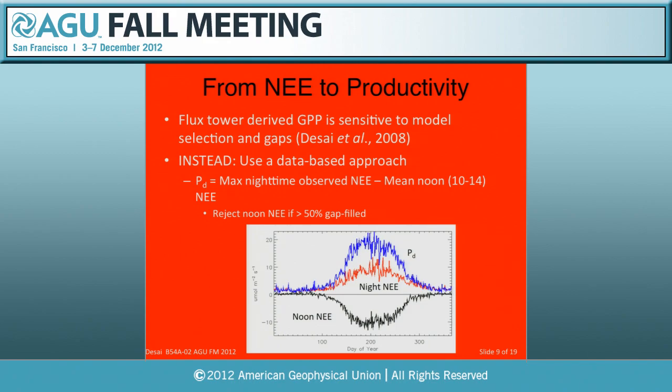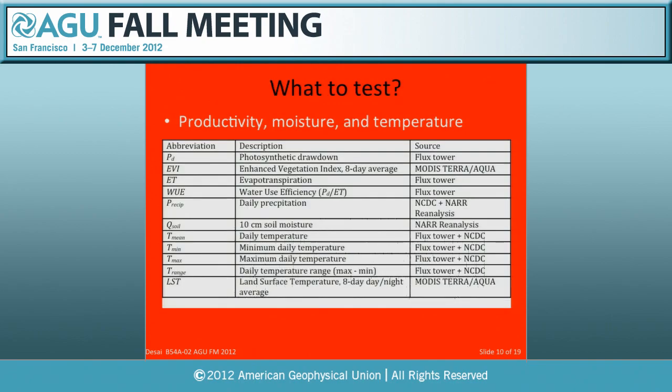Here's an image on the bottom showing the PDs in blue. There's the night and the noon, and you can see it kind of looks like GPP. So it seems like a useful thing to use, maybe. I'm going to compare that to a whole bunch of other indices, like the Enhanced Vegetation Index, evapotranspiration from the tower, water use efficiency, which is in this case just a ratio of PD to ET, precip, soil moisture, temperature, minimum daily, maximum daily, diurnal temperature range, as well as MODIS Terra and Aqua land surface temperature.